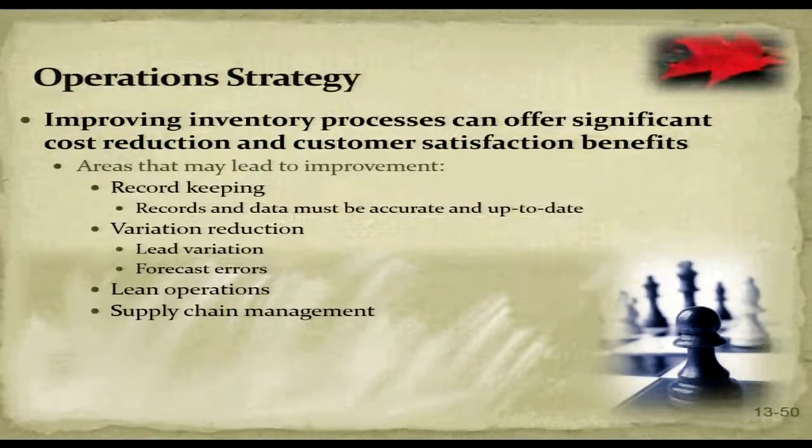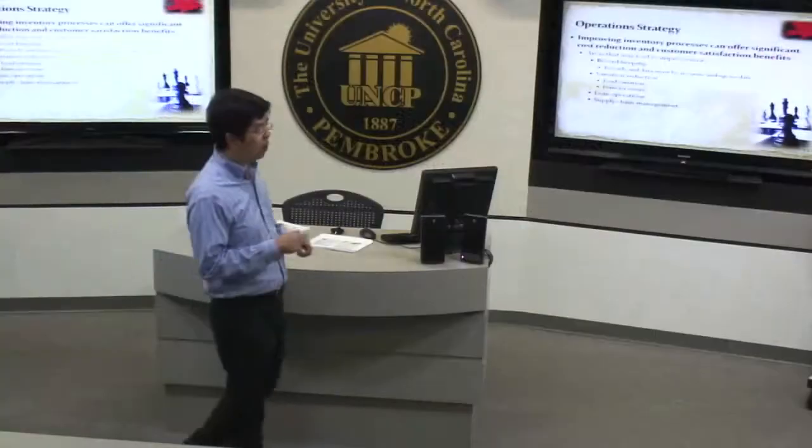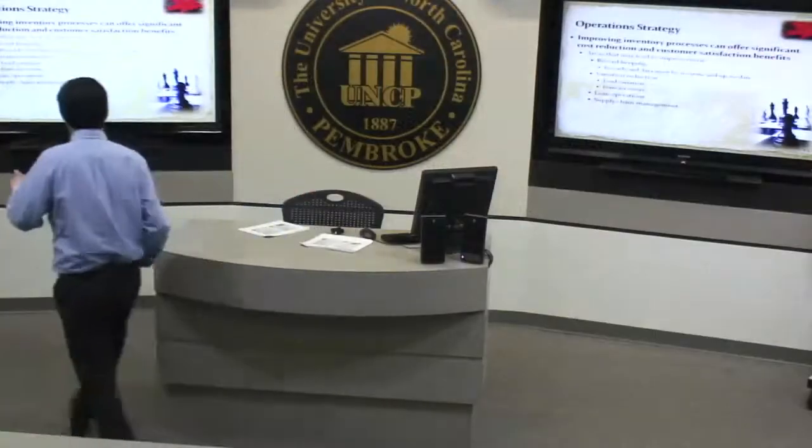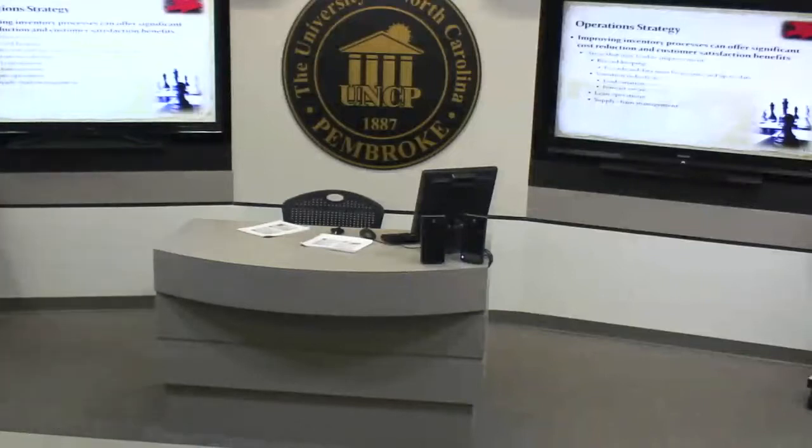Several tricks we have mentioned: use the IT infrastructure to improve record keeping, and try to reduce our lead time and the forecast error. Lean operations, and next we'll talk about supply chain management, to improve inventory management. Again, from my experience, improving inventory management always begins from here. Remember, chapter 3, we still come back to it, right?